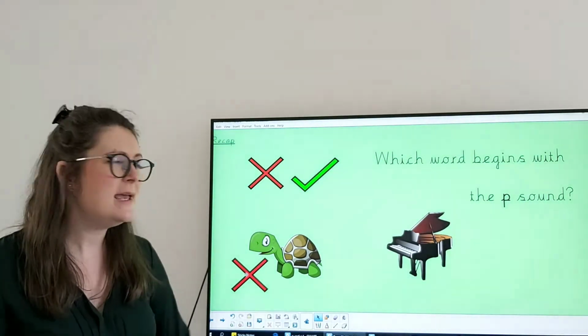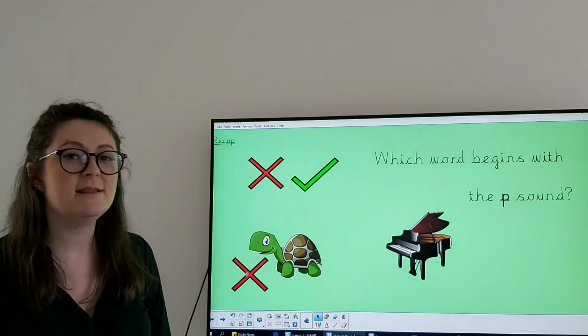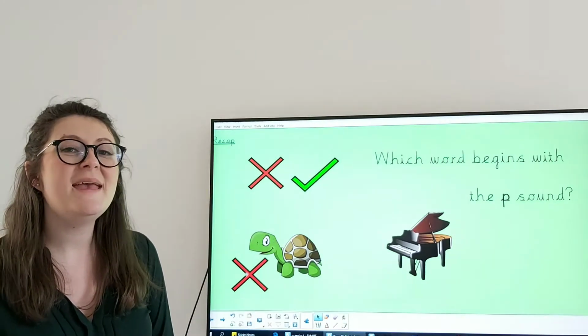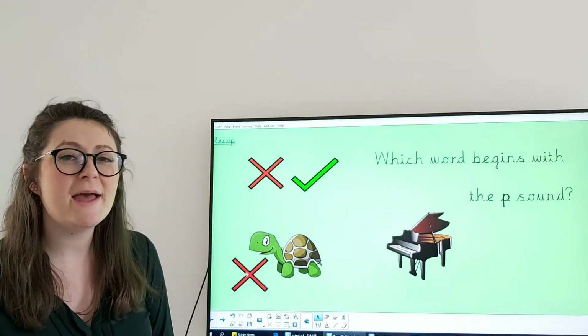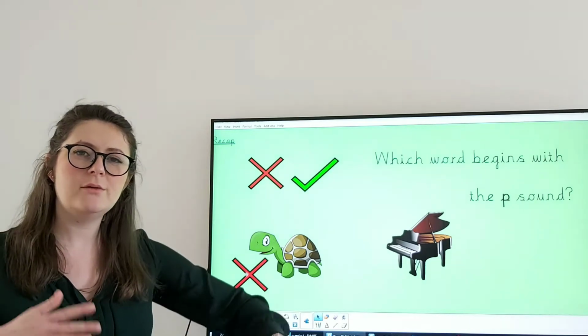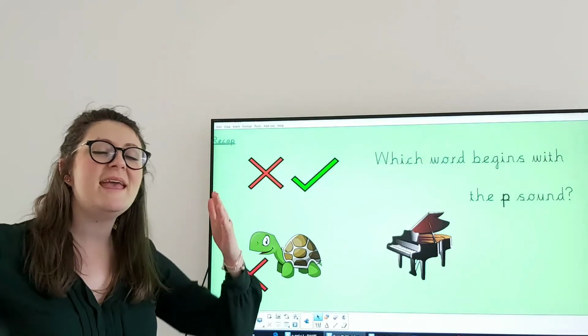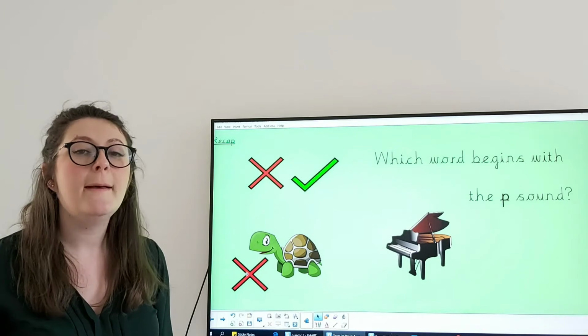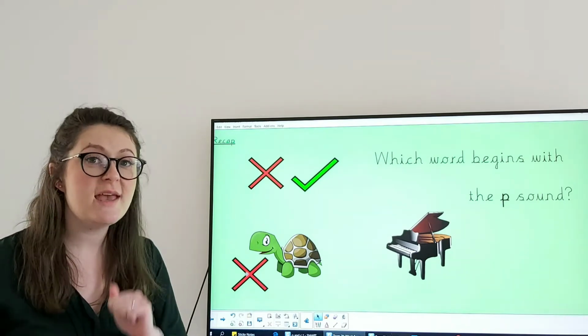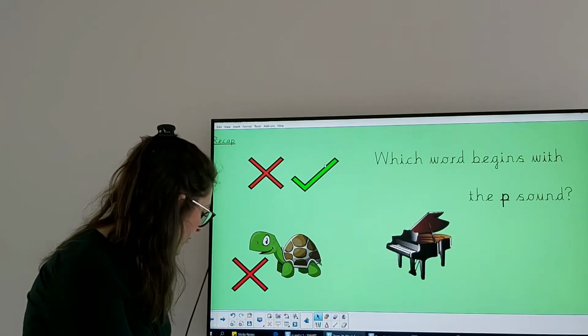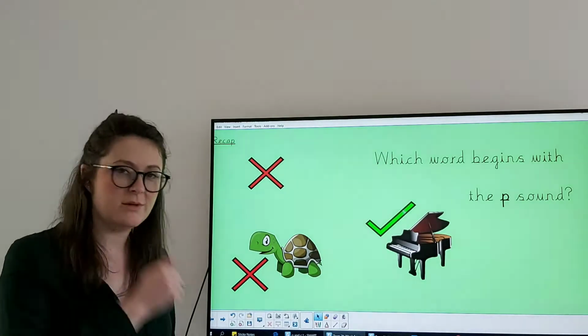So let's see if this word begins with the sound P. Piano, piano. Let's slow it down like a robot. Say it with me. Piano. Can you hear it? Piano. So yes, that word does start with the P sound. Well done, everybody.